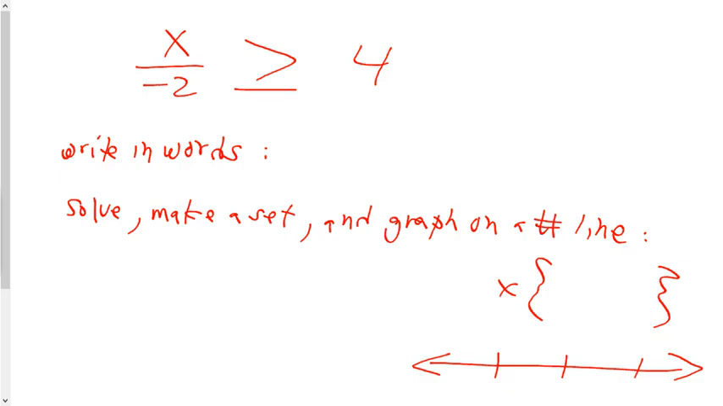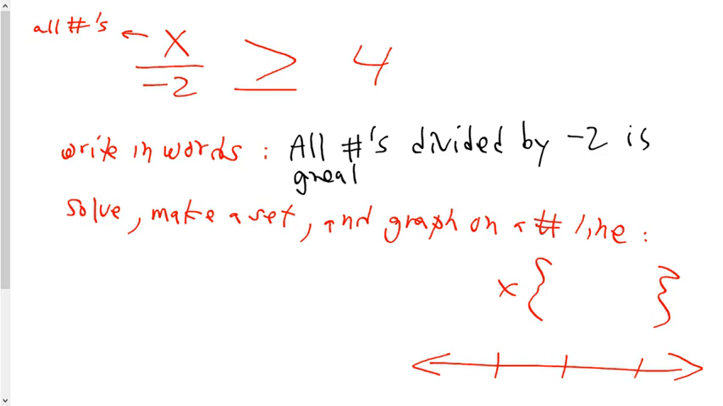Again, when you have x, don't say x from this point forward in an inequality. Use the words all numbers instead. So our solution in word form, sorry, I hope you pressed pause, is all numbers divided by negative 2 is greater than or equal to 4. That's what this whole thing says.